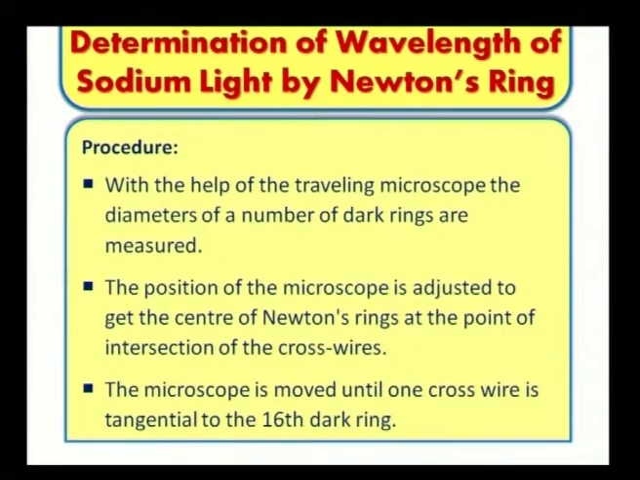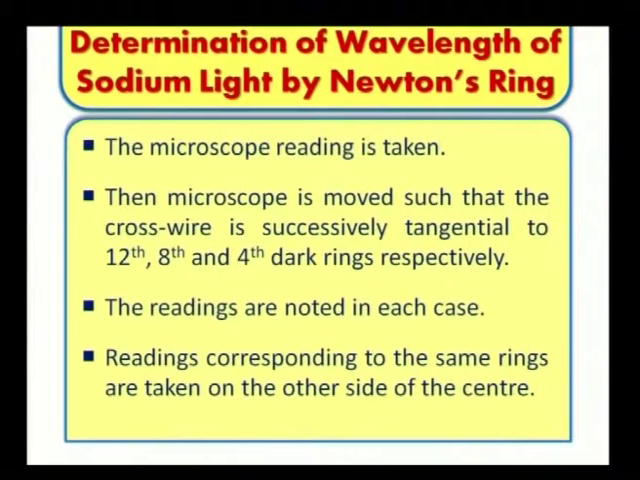You can take the diameter square. So, the position of the microscope is adjusted to get the center of Newton's rings at the point of intersection of the crosswires. The microscope is moved until one crosswire is tangential to the 16th ring. It may be 18 or 16. So, you go to the 16th ring, from 16 you go to 12, from 12 to 8, from 8 to 4, then from the 4th ring on the left you go to the 4th ring on the right, 4, 8, 12 and 16. So, now you have to tabulate all the readings, and the microscope readings are taken.